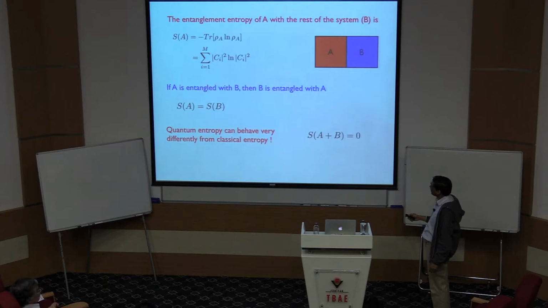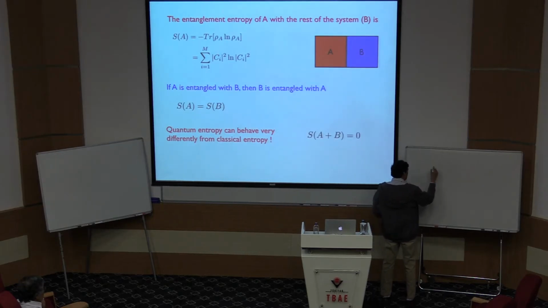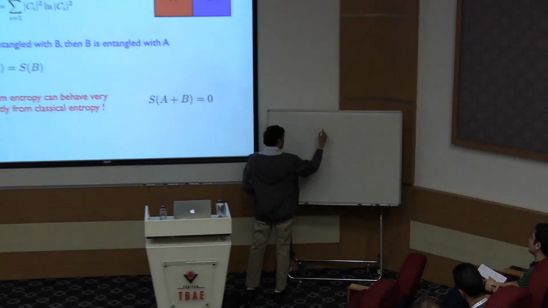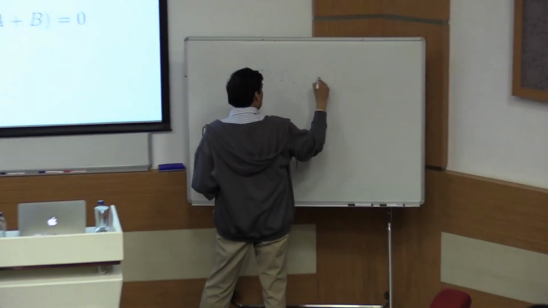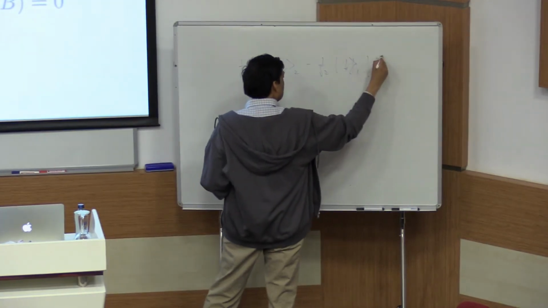If you take a state like this, the entanglement is quantified as the entanglement of system A with the remainder B: minus the sum of |Ci|² log |Ci|², summed over all the Ci's that you have. So let's take a simple example on the board to make ourselves familiar with this. Suppose you take a system: 1 over root 2, spin up for the first system, spin down for the second system, minus 1 over root 2, spin down for the first system, times spin up for the second system.